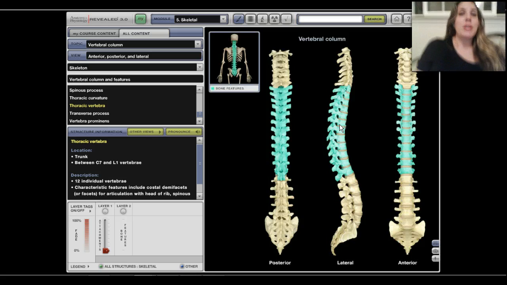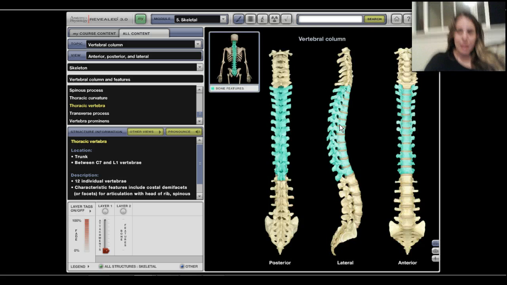So those are very important. Again, there's 12 of them. They're slightly thicker than the cervical vertebrae. So we'll go over the parts of these vertebrae in a minute.